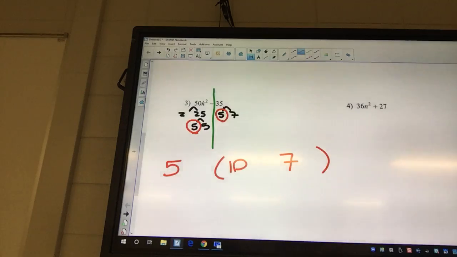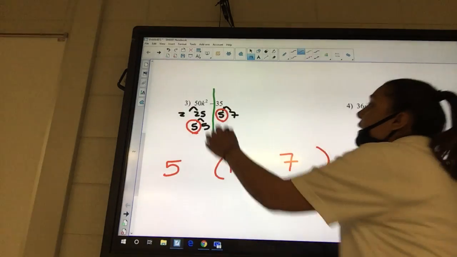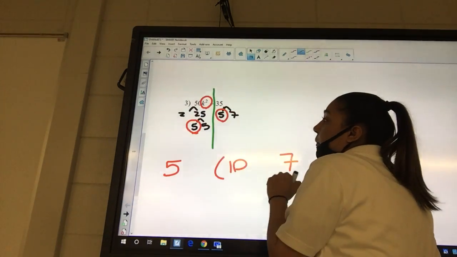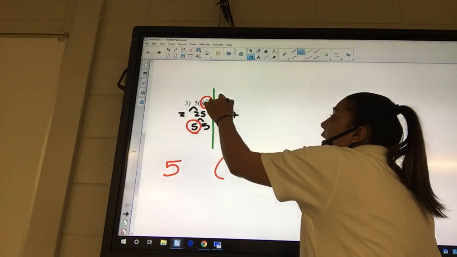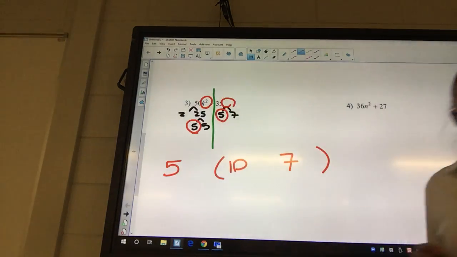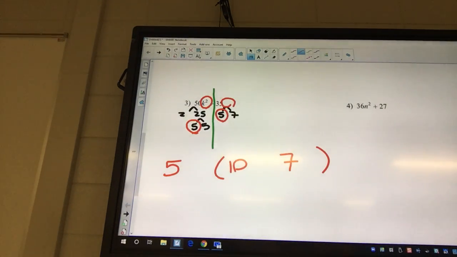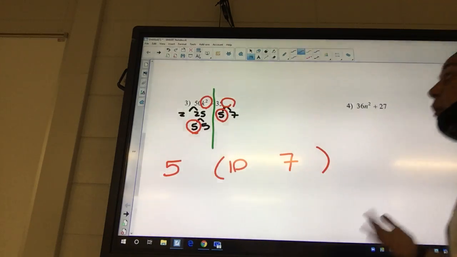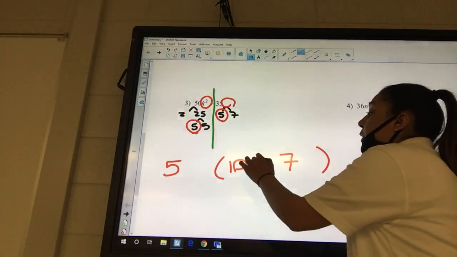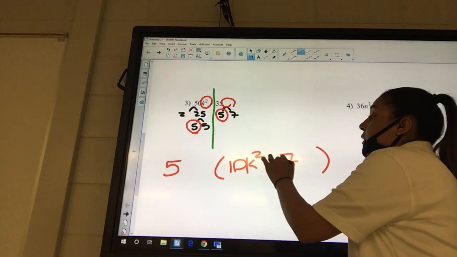Okay, and now we can look at the k's. So this guy's got k to the 2, and he's got no k's. If they were there, they would be right there. So the smallest amount of k's that we can take out is none. That's the smallest amount, none. And so we're going to put our k's back to where they were and our signs back.